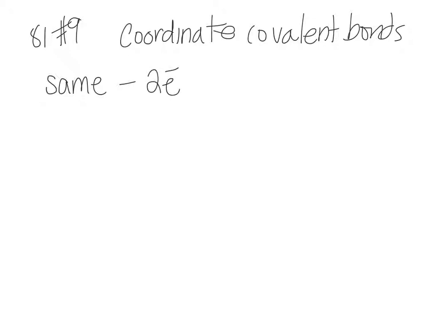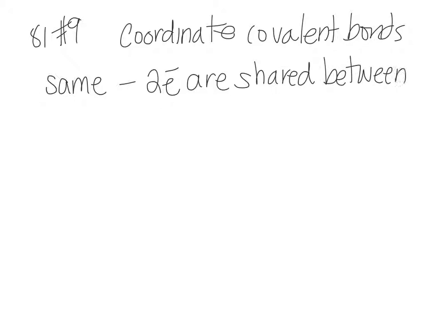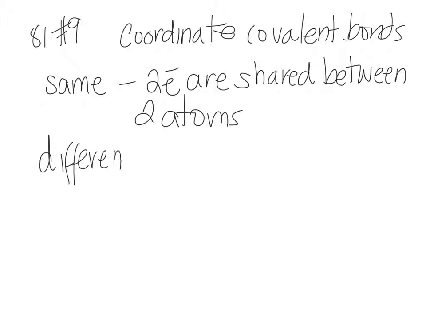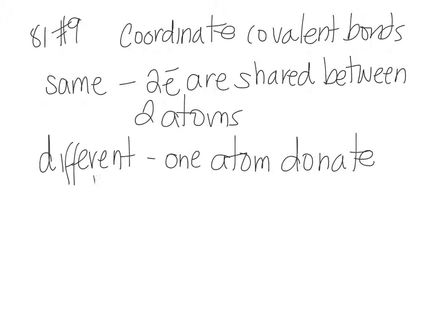Covalent bonds are the same as covalent bonds because 2 electrons are shared between 2 atoms. So the sharing is the covalent part. All bonds contain 2 electrons. So how could this possibly be different than any other type of bond? It is different because one atom donates both electrons in the covalent bond.